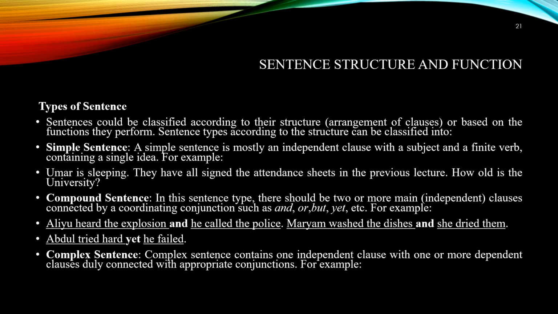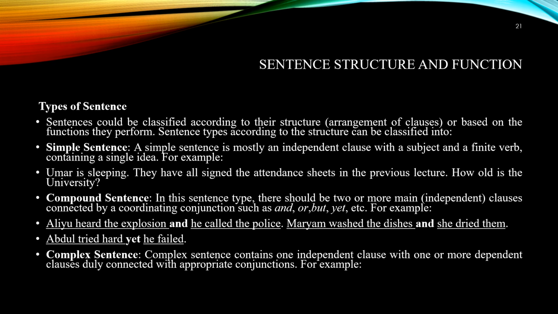Then we have also what we call compound sentence. In this sentence type, there should be two or more main or independent clauses connected or joined together by a coordinating conjunction, such as and, or, but, yet, etc. So they have to be sentences that are independently joined by using any of these conjunctions.